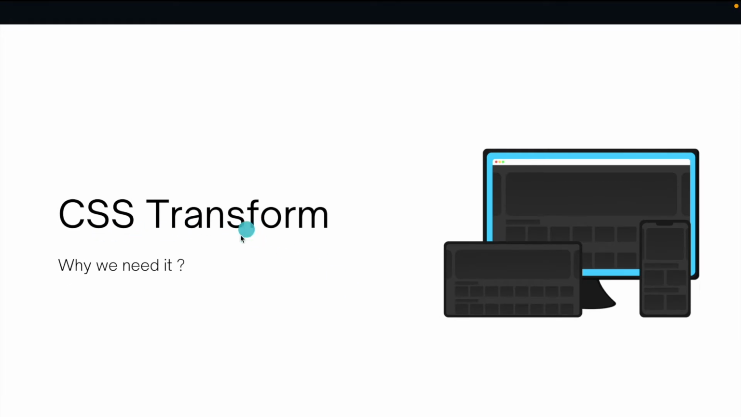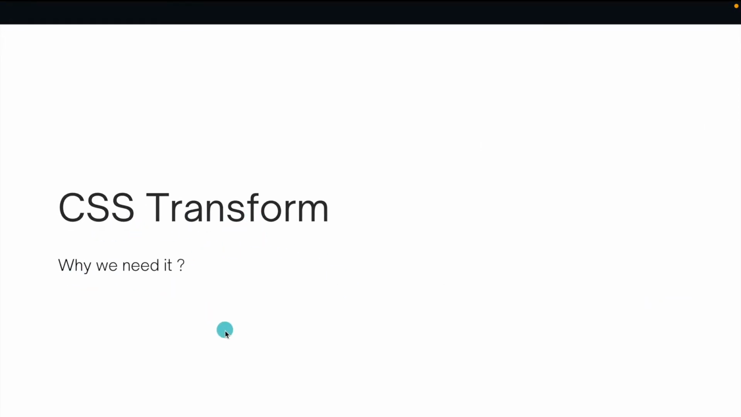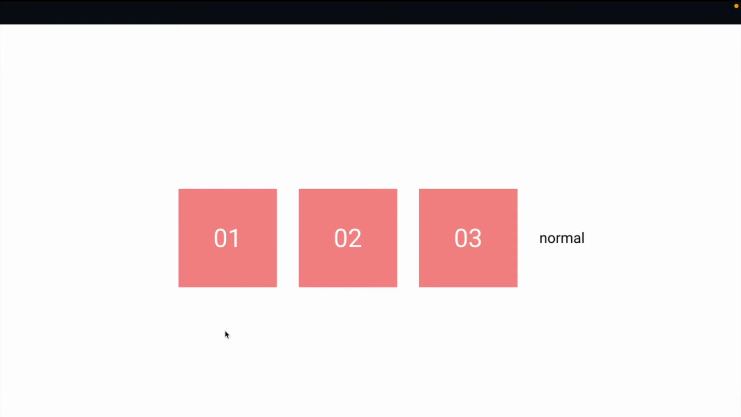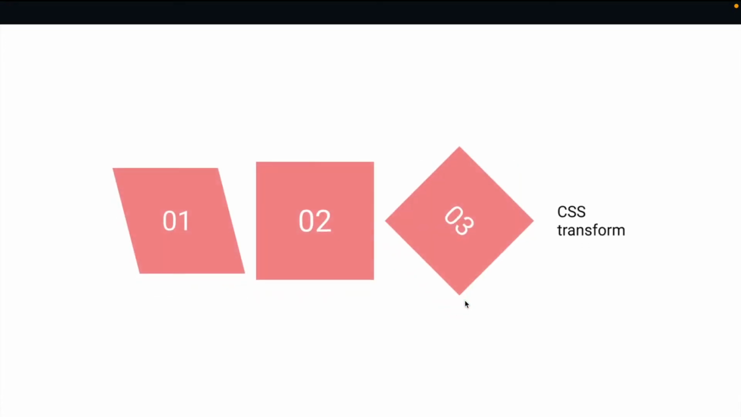So let's see why we need transform. Let's take an example here. Let's say we have three boxes. So in HTML, these three boxes look like a normal box, of course. But what if we want to rotate it and change its transform or shape a little bit? For exactly this purpose, we have CSS transform.